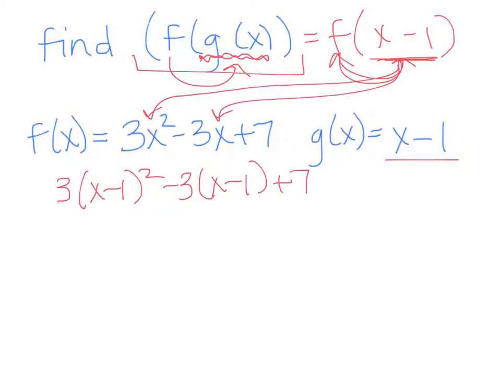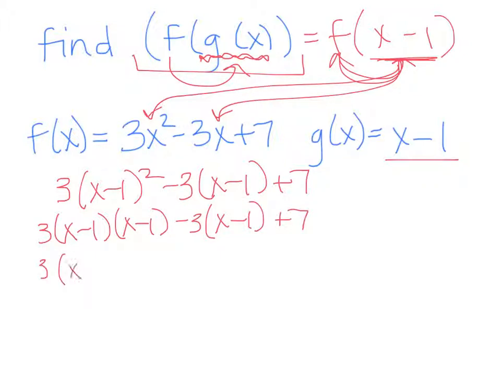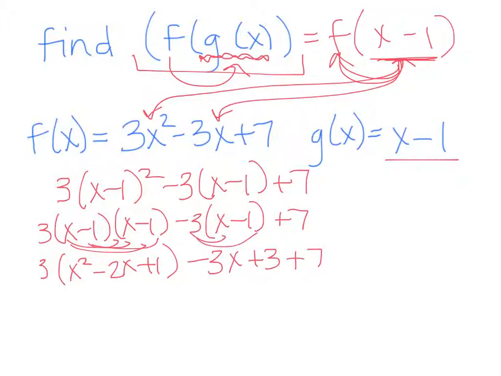Now we need to simplify this problem, so the first thing we need to do is take care of this x minus 1 squared. And remember, x minus 1 squared is x minus 1 times x minus 1. So doing this quickly, it's going to be x squared minus 2x plus 1, once I FOIL all that out and put my like terms together. And then in the same step, I'm going to go ahead and distribute that negative 3 in, giving me negative 3x plus 3. Now I'm going to distribute this 3 in.